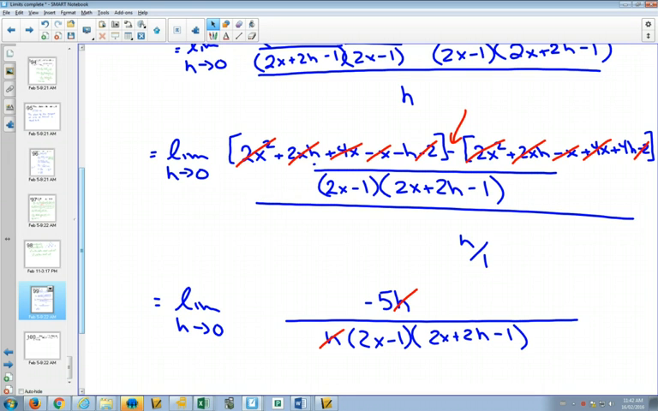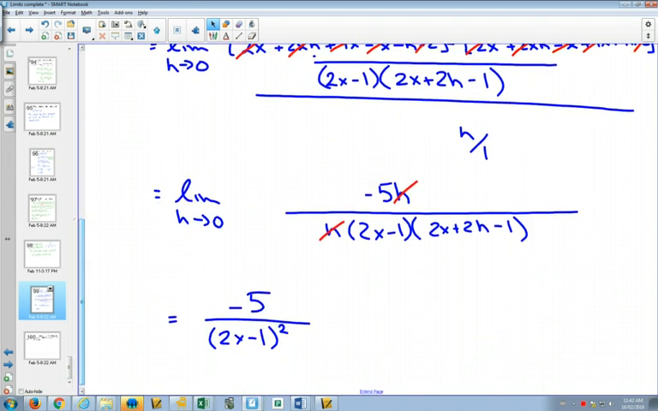And once those h's cancel out, you can now apply the limit. You can plug in 0 for h. On the bottom, you'll have 2x minus 1 times 2x minus 1. So I've written it as 2x minus 1 all squared. And that is our final derivative. We wanted to find f prime, so we have found f prime of x to equal this.